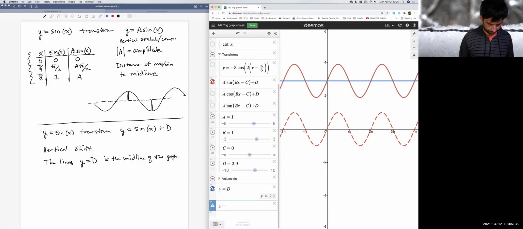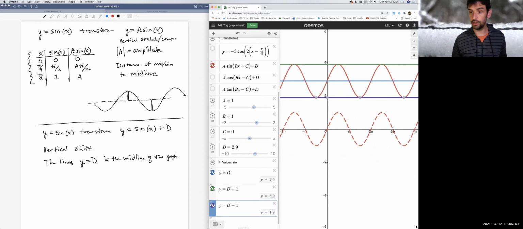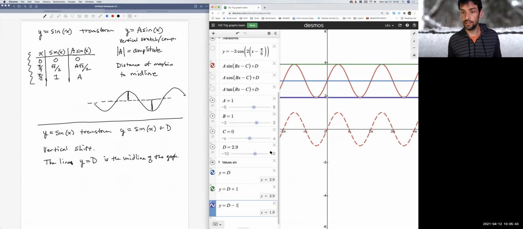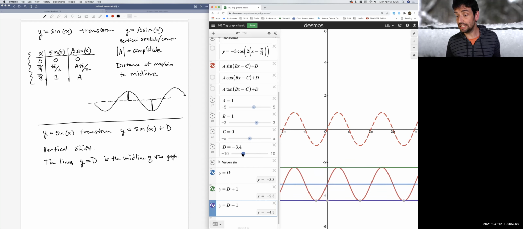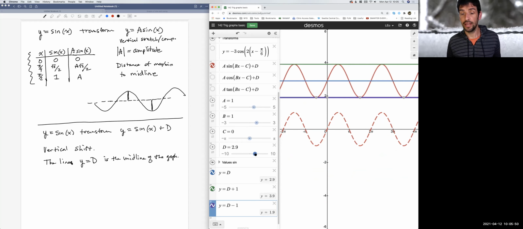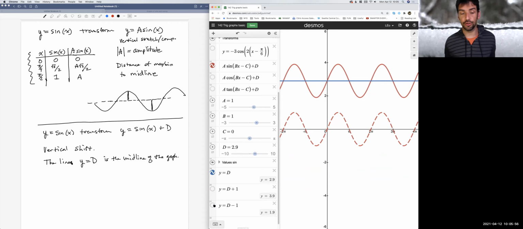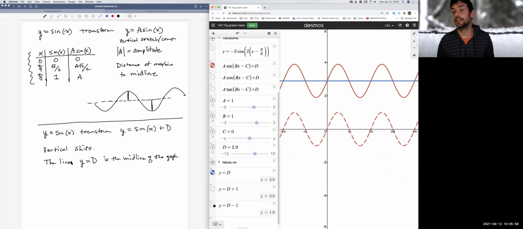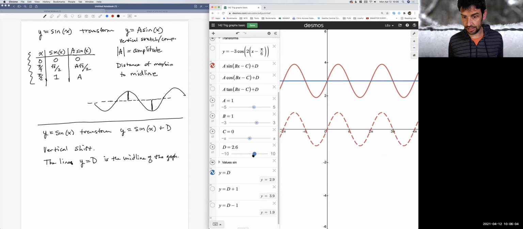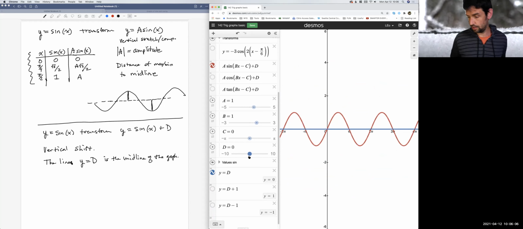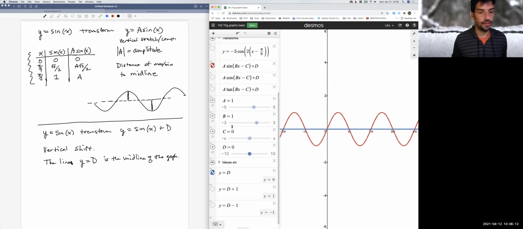So let's add some more to this. Here's y equals D plus 1, y equals D minus 1, right? Our range is now in between 1 above D and 1 below D, right? And if we also were to change A and stretch it, we get a similar changing of the range. So all of these will have impacts on the range of the function. Okay, that is our D value. Let's now jump to the B value.